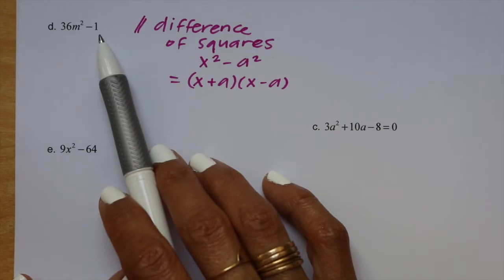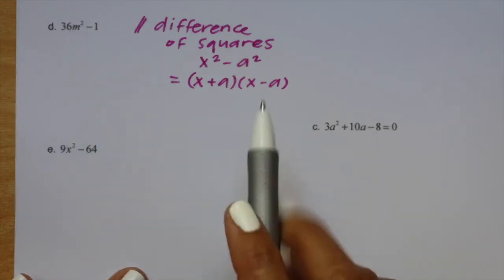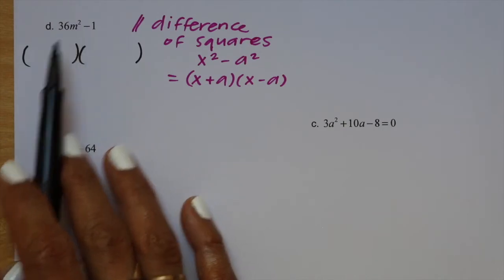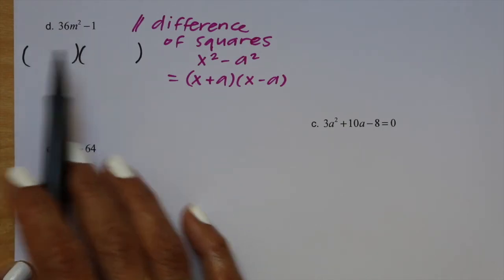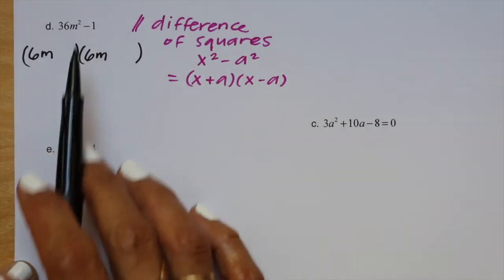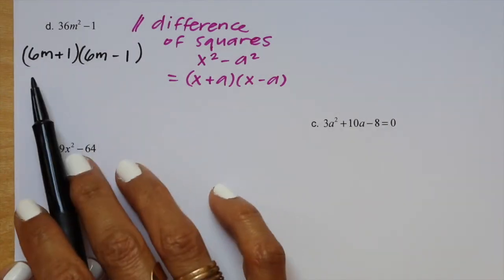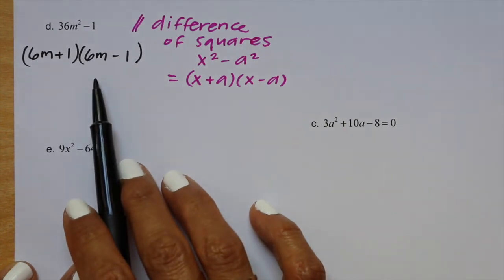So you do have a difference of squares, and you can use the pattern. Since 6m times 6m makes 36m squared, that's what we're going to put right here and here. And 1 squared is 1, so we're going to do plus 1, minus 1. And here's our final answer: 6m plus 1, 6m minus 1.